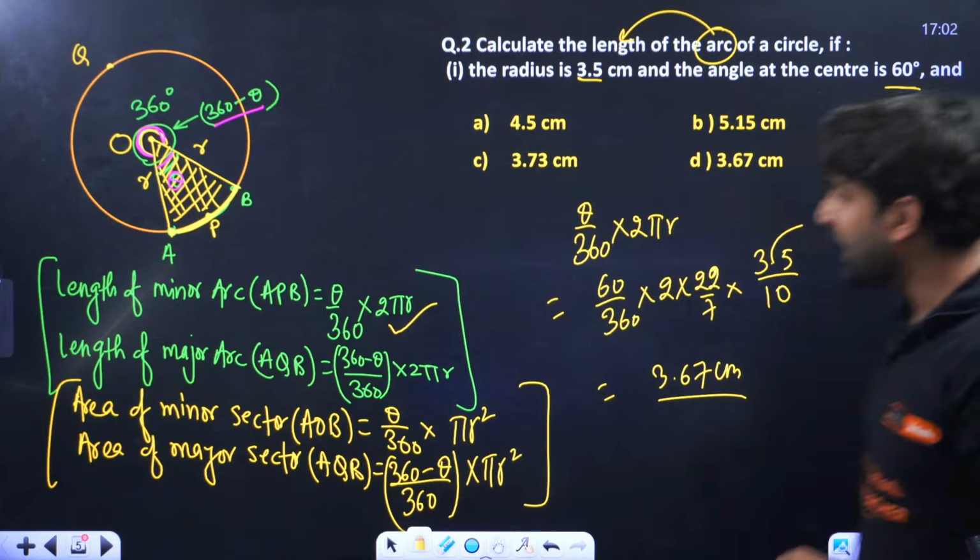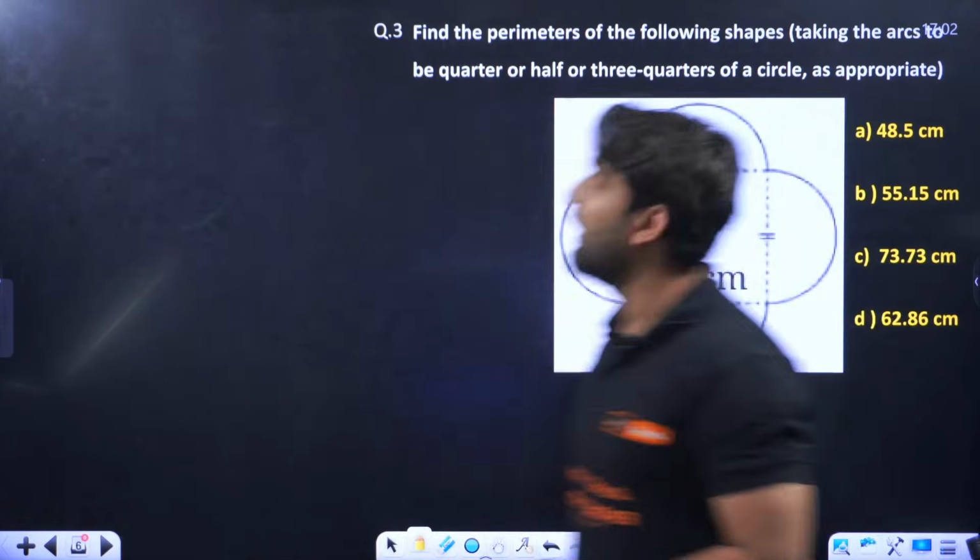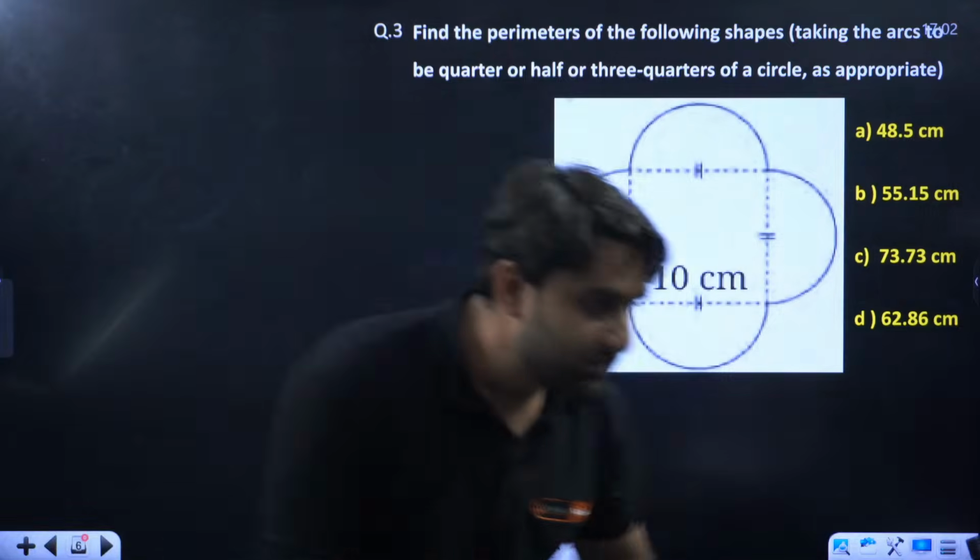Clear? Moving ahead to the next question. Question number 3.